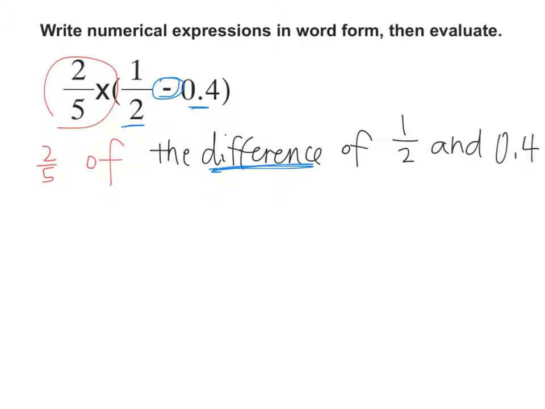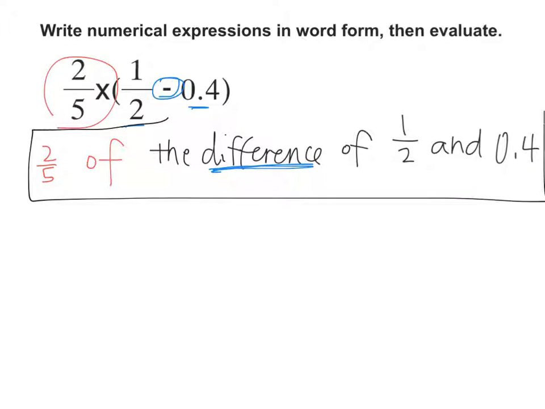And therefore, right here, this is the word form of that expression. Finding 2/5 of the difference between 1/2 and 4/10. Do you see how we attacked this just the way we would solve it? We do the parentheses part first, we describe what's happening in words, and then we add on the beginning part. Does that make sense?